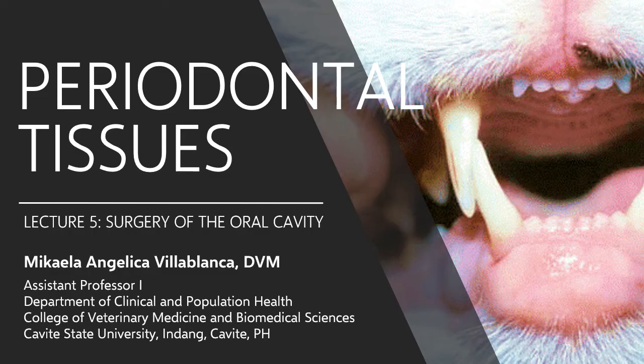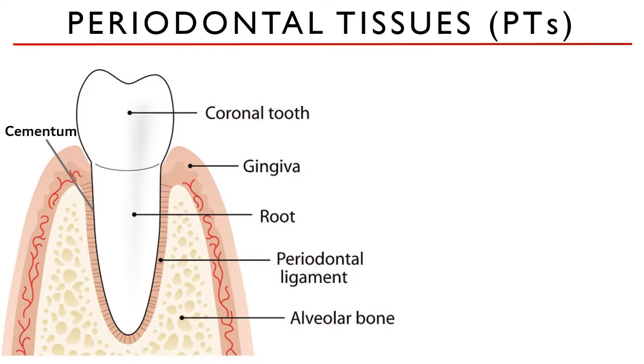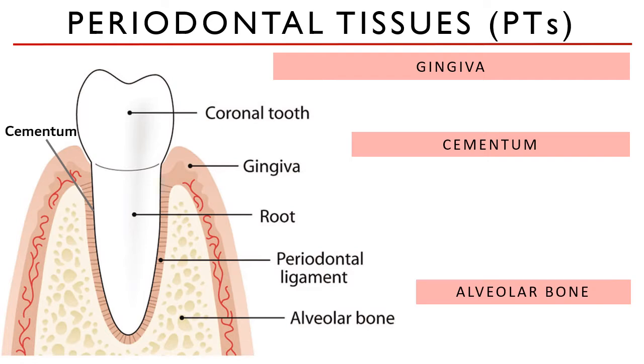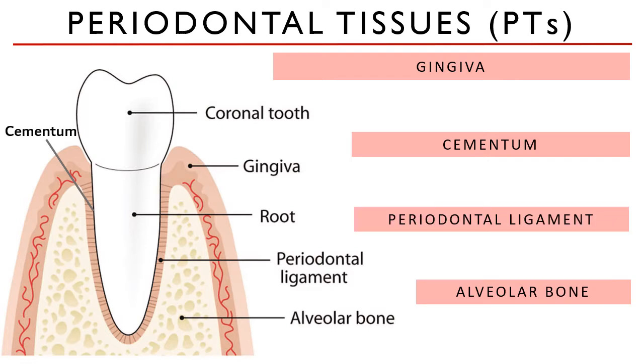Each tooth is supported by tissues, which make sure the tooth stays where it is and can withstand the stresses of the functions of the oral cavity. Let's briefly discuss what these tissues are. Each tooth is only as good as the periodontal tissues which support it. There are 4 periodontal tissues: the gingiva, the cementum, the alveolar bone, and the periodontal ligament.